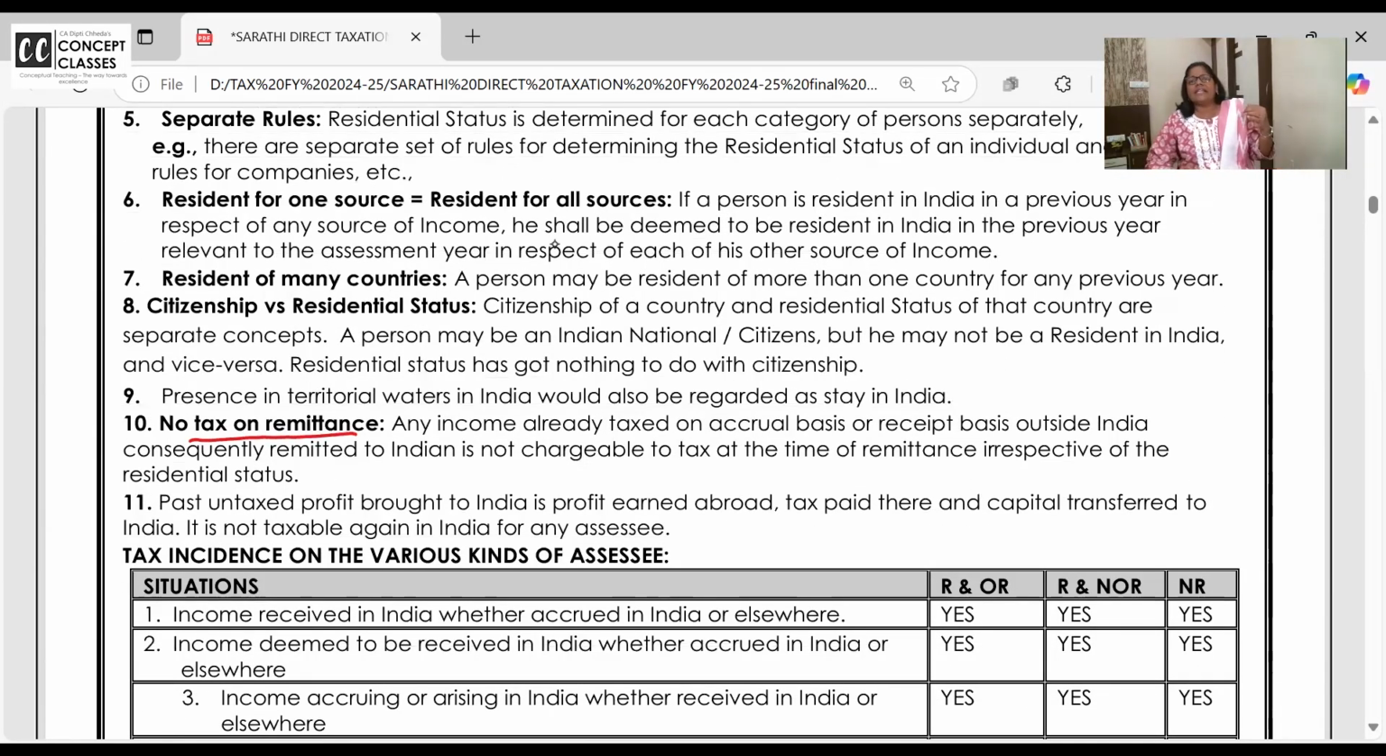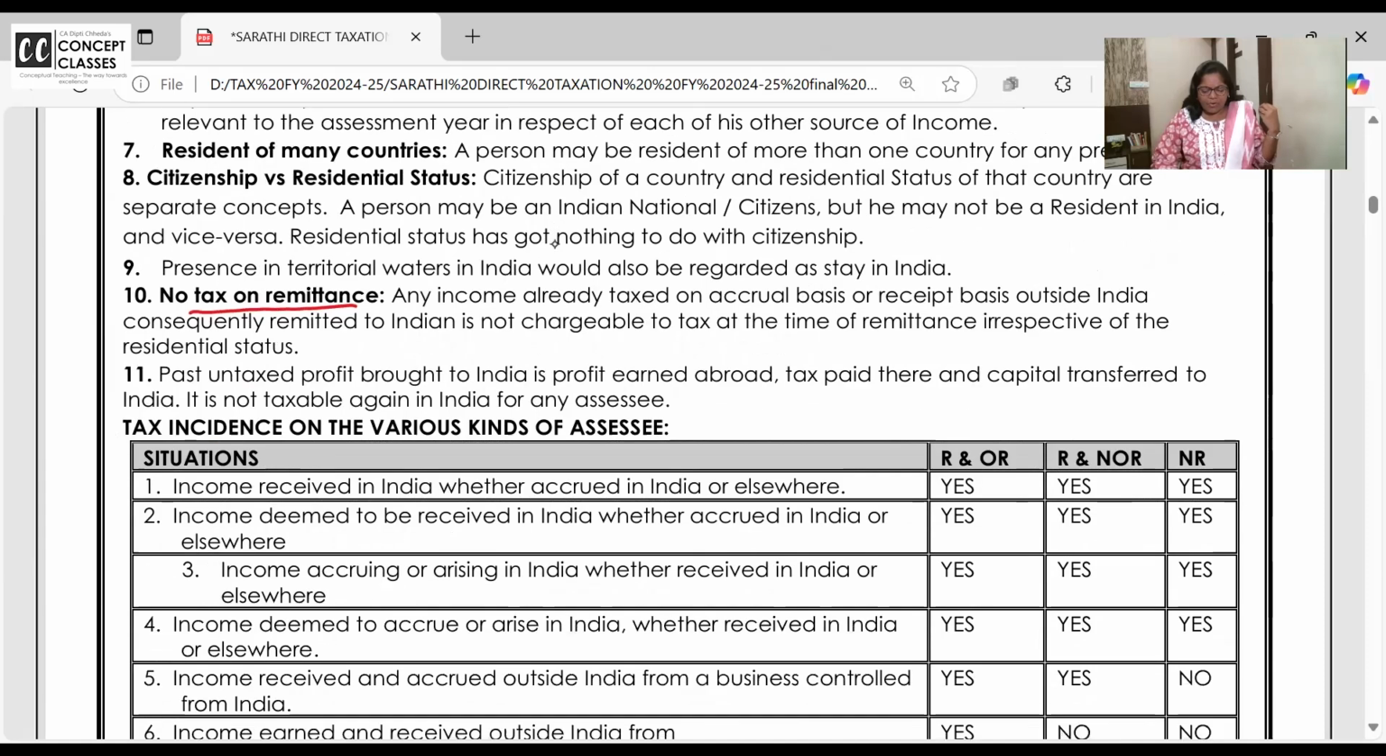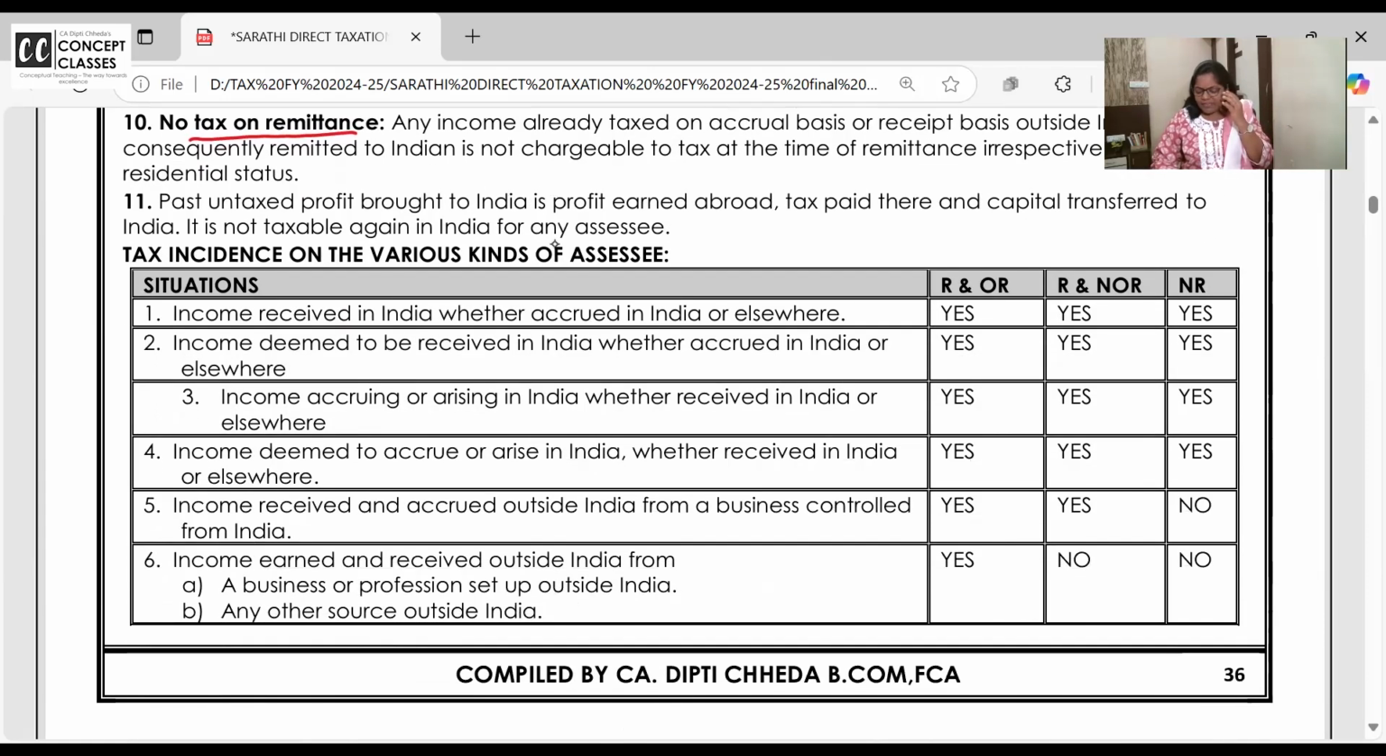Is everyone in the class clear with the difference between income received in India and remitted in India? I gave you an example yesterday of Amrish Puri. Then I will start today's actual class.